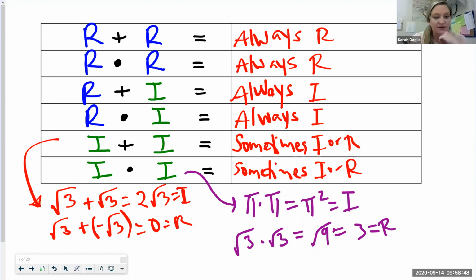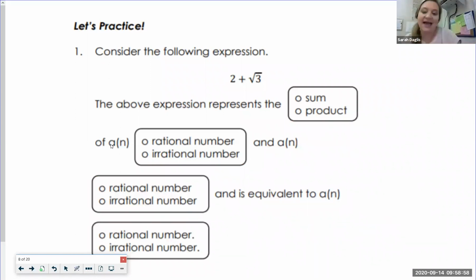All right, let's do some practice problems. Here we go. Consider the following expression, 2 plus the square root of 3. Well, I'm adding, so I know this is going to be a sum. The number 2 is a rational number. And the square root of 3, I have to make sure I can't simplify it, and I can't, so that's going to be an irrational number. So if I'm adding a rational and an irrational, what does that give me as a result? It will give me an irrational number.